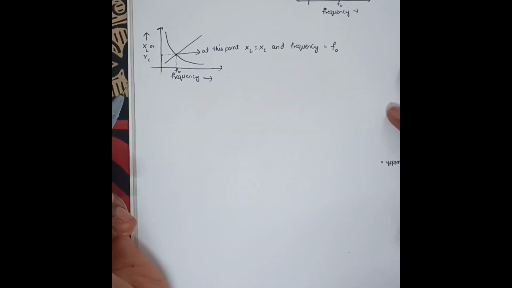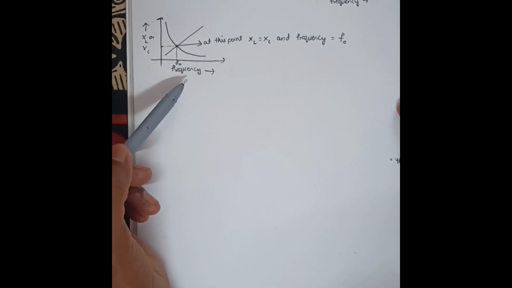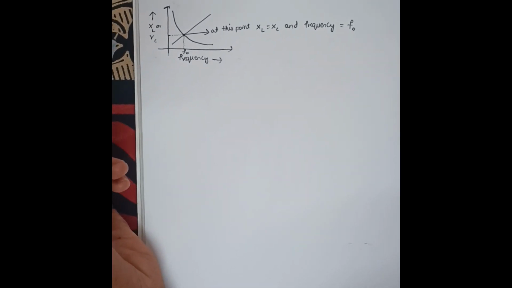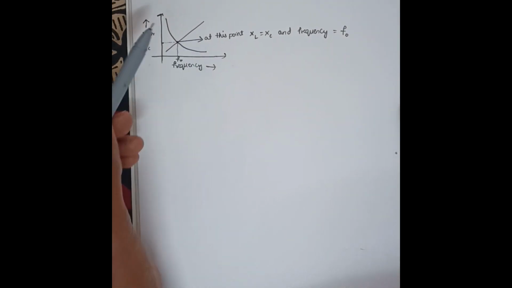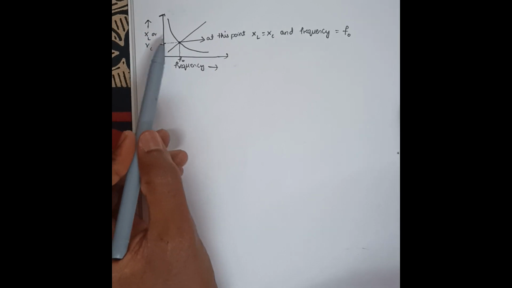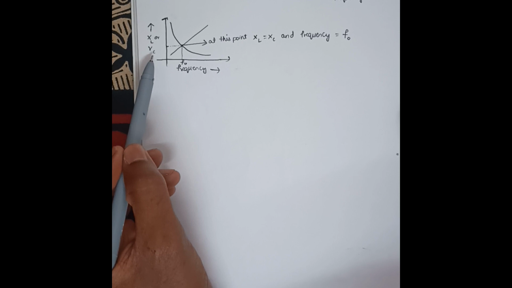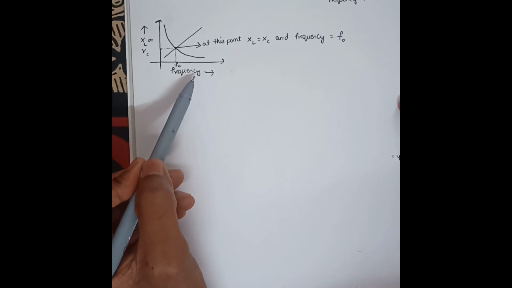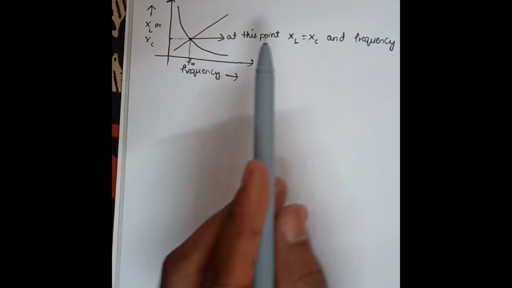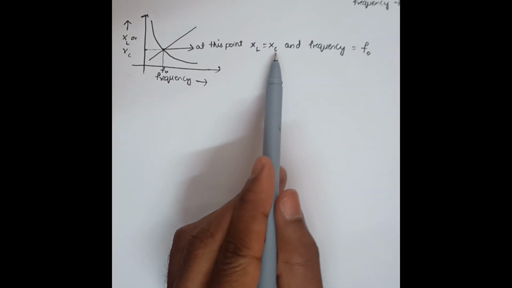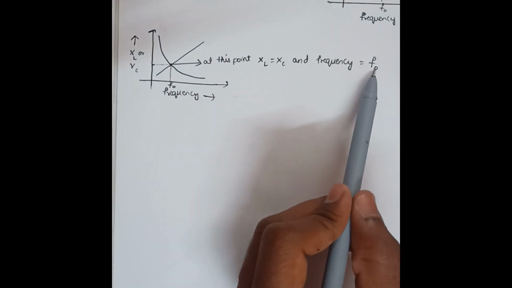Now we have another graph to be plotted, that is XL or XC versus frequency. XL or XC is the reactance. Here you can see a curved graph and a straight line graph. The curved graph belongs to inductive reactance versus frequency, and the straight line graph is for capacitive reactance versus frequency. The point at which these two curves meet is where the XL value and XC value are equal, and the corresponding frequency is the resonating frequency.